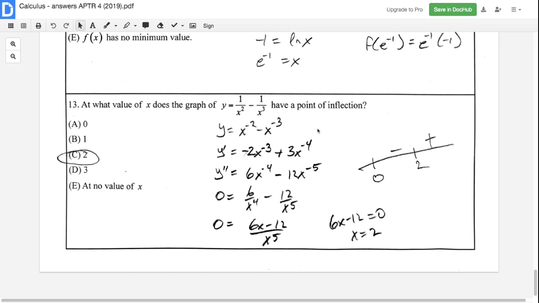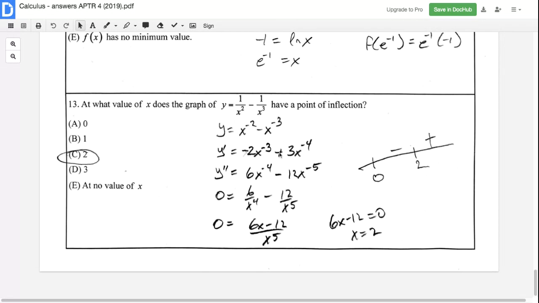13, we want a point of inflection, which means I have to go to the second derivative. So the first thing I did was rewrite both of these. So x to the negative 2, x to the negative 3. Derivative of this is negative 2, x to the negative 3. Derivative of this is 3x to the negative 4.